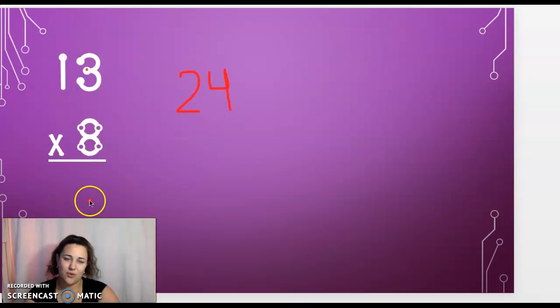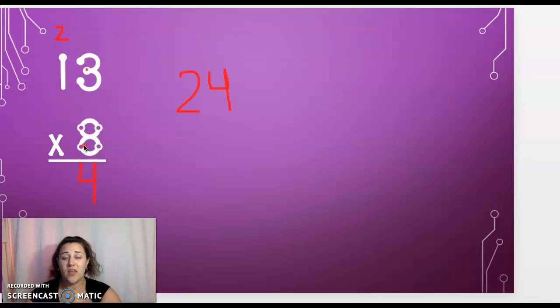Now 24 looks like this. And we know we don't have enough room to write both digits here because we have to make room for the 1 times 8 problem. So I take my 2 and put it above my tens place, and I put my 4 in the answer of my ones place.